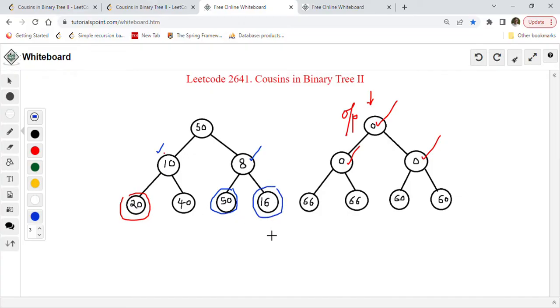So what is the sum of the cousins? 50 plus 16 is 66. So that's what you will put here. Correct? So this point is clear, right? How this 66 came. Okay.